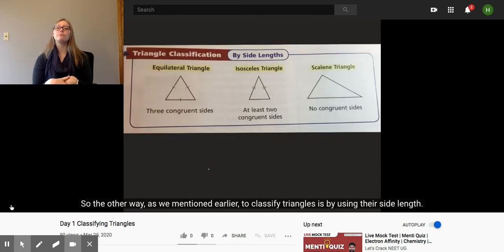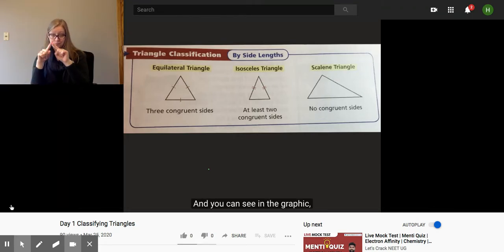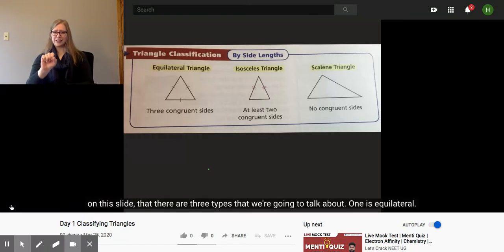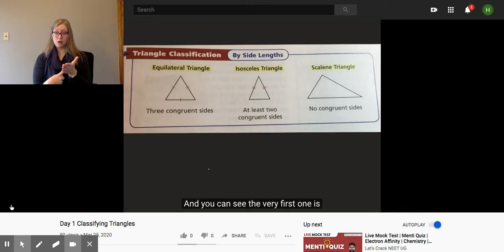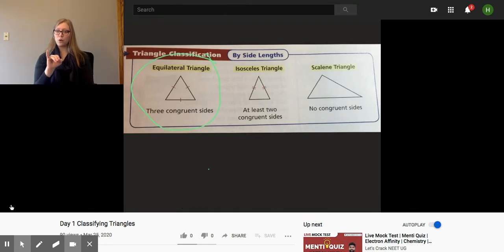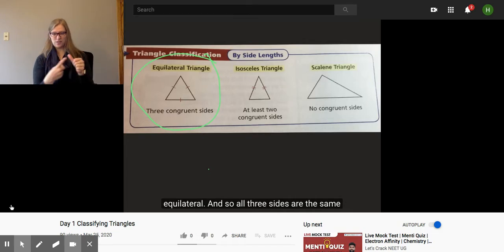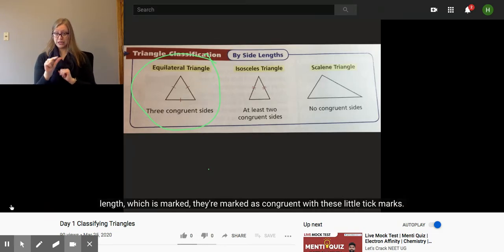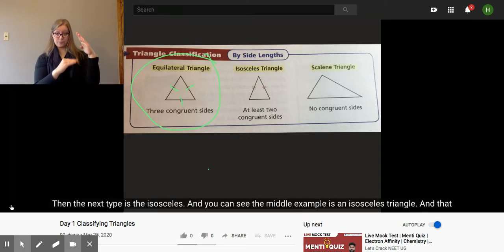So the other way, as we mentioned earlier, to classify triangles is by using their side length. And you can see in the graphic on this slide that there are three types that we're going to talk about. One is equilateral, and you can see the very first one is equilateral, and so all three sides are the same length, which is marked. They're marked as congruent with these little tick marks.